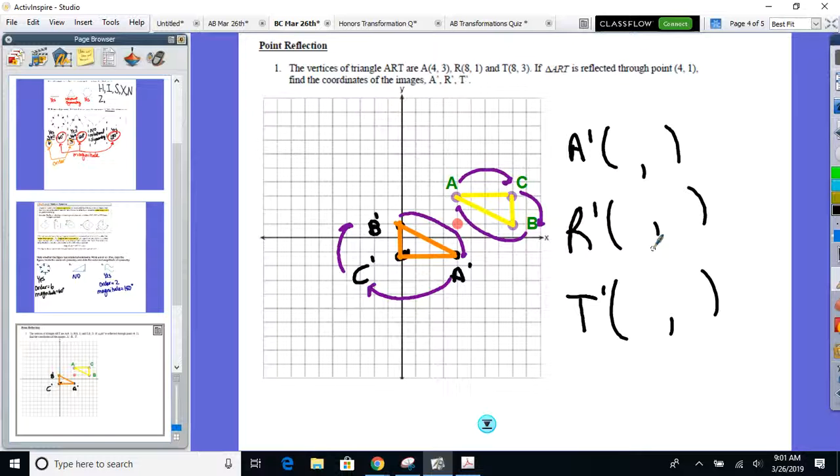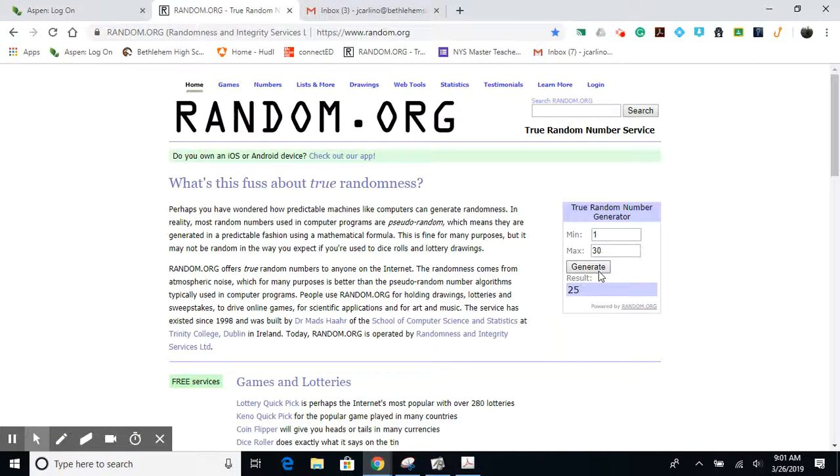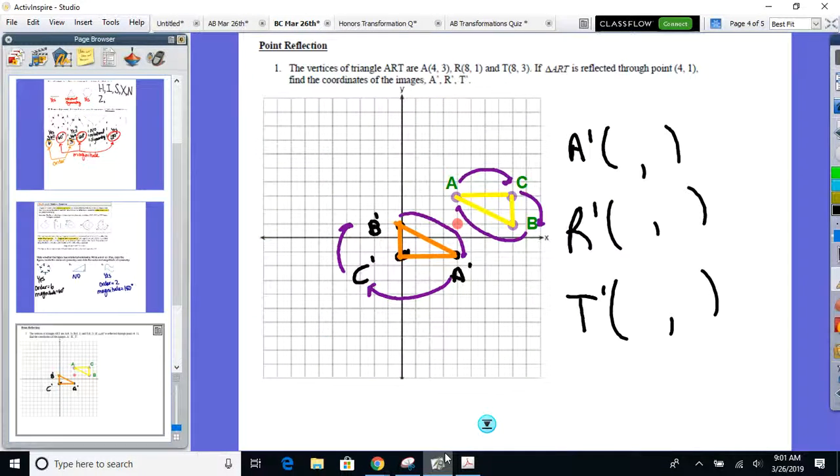Sorry about that. All right, A prime, R prime, T prime. Let's go. Lucky one today. Here we go, 25. There you go. R prime should be. Nice job. Don't screw it up, Allie. Finish. 0, -1. Yep. Thank you.